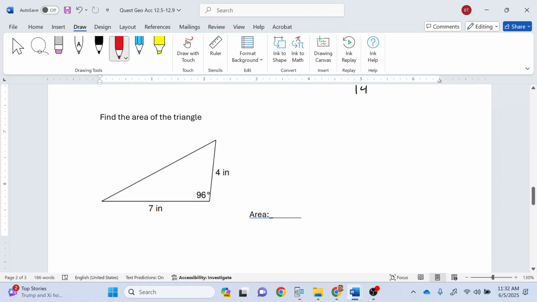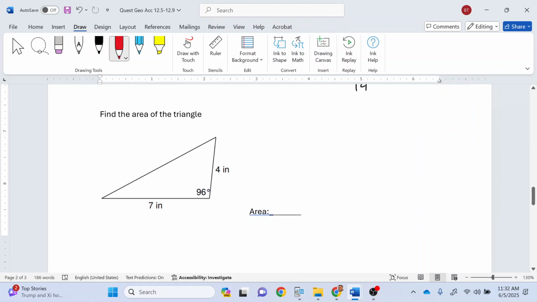Okay. So find the area of the triangle. In this section, we had a bunch of different weird area formulas. Does anyone remember any of them here? 1/2 bc sine A. Wonderful.